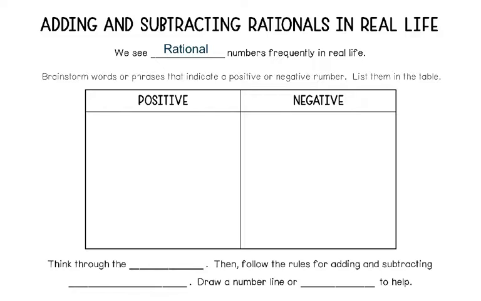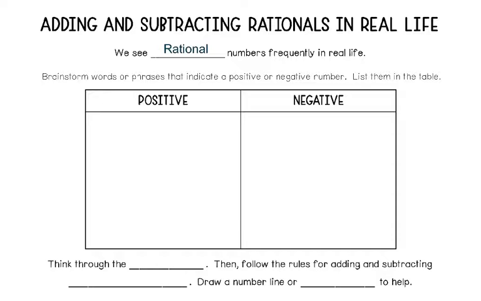Okay, so by now you should have brainstormed some words on your own. I'm going to go ahead and start now looking at the positive category first. So let's just think about some real life scenarios where we might see some positives. I always think about this with money. So when we think about real life, a lot of times we're talking about money. There's a couple of money keywords we can use here.